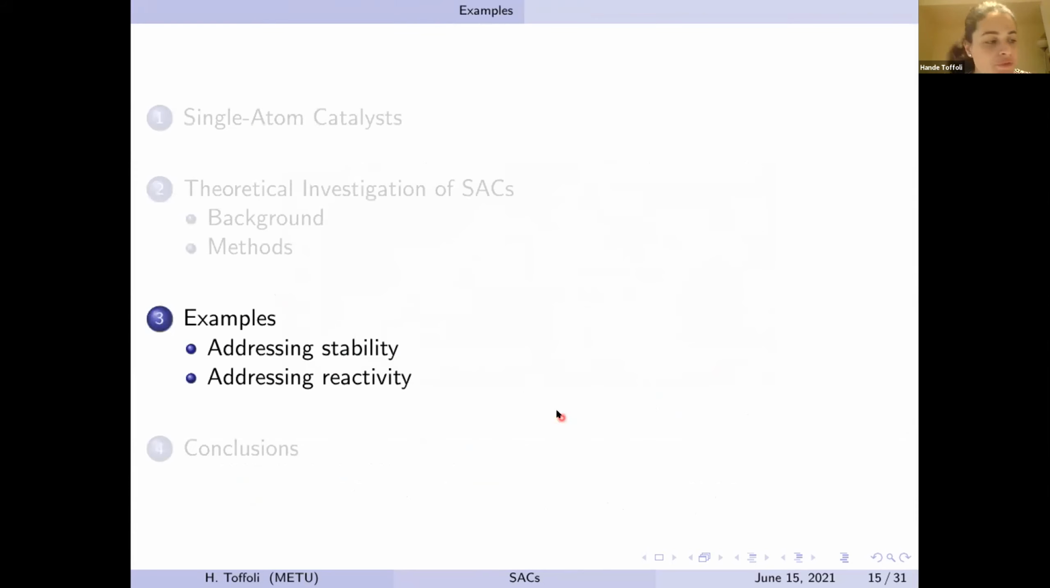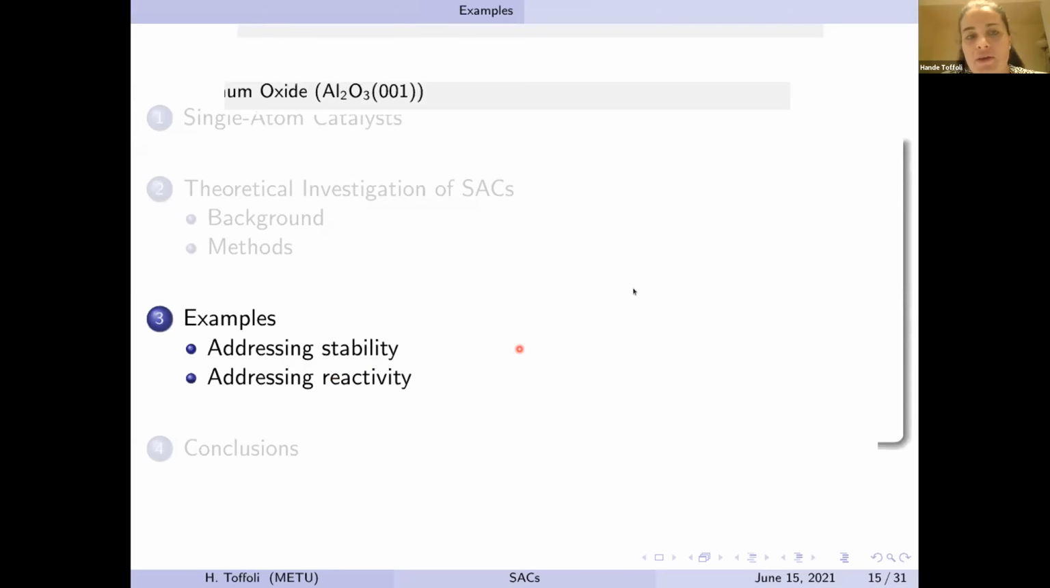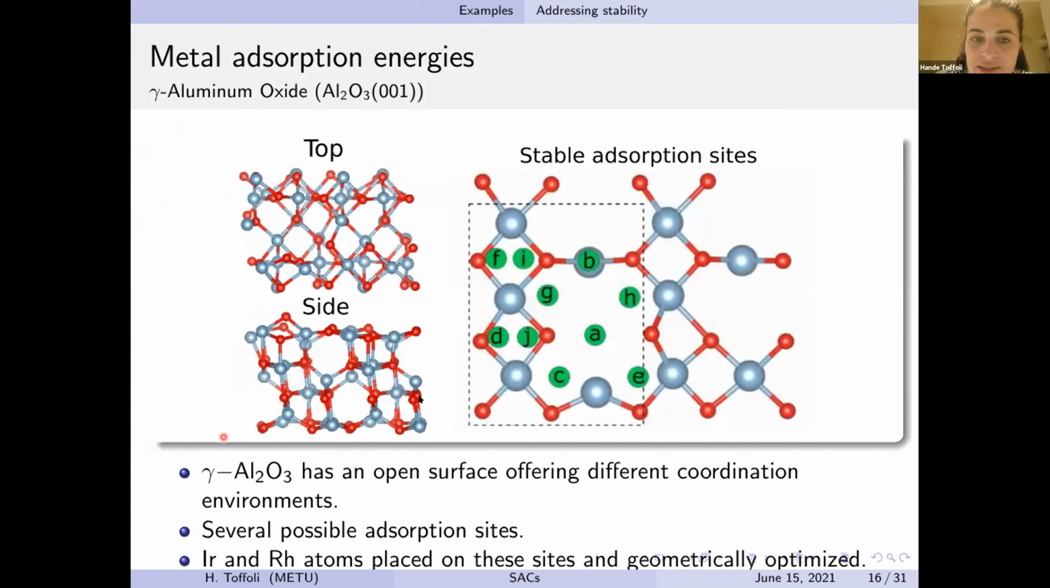Okay, so let me show a few examples in the remaining time, a few examples from our work on this topic. I'll address stability and reactivity and leave aside all the other points that we address. So let's first start with metal adsorption energies. Because stability is very important, it is imperative that we stabilize our single metal atoms.